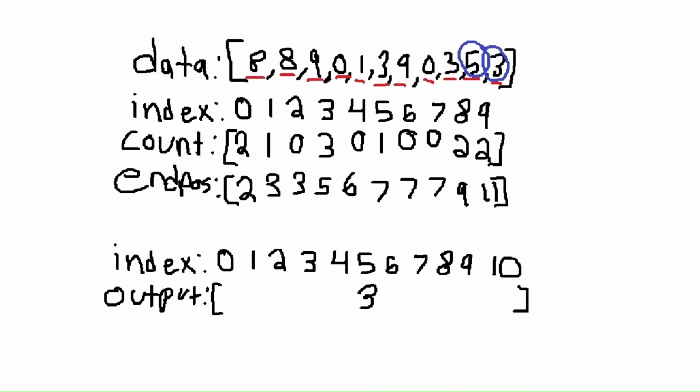So now we're at the key value 5. We're going to go to the index 5, see that its end position is 7, decrement that to a 6. Then we're going to insert the value 5 at the index 6. Do the same again for 3. Go to the index 3, see that its end position is 5, decrement that to a 4. Then insert the value 3 at the index 4, and so on and so forth.